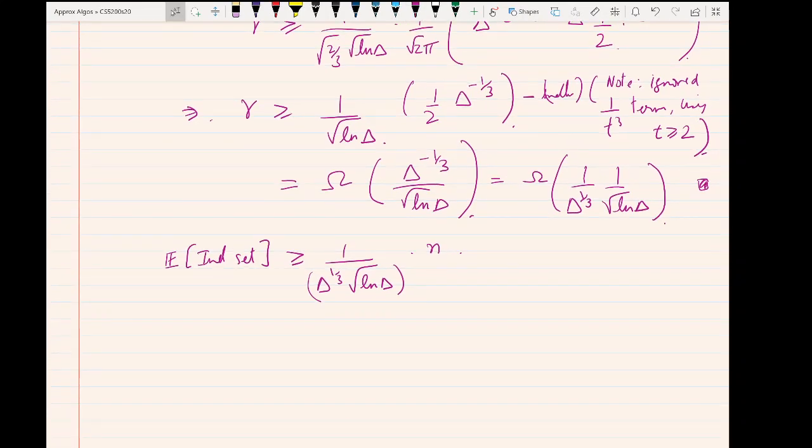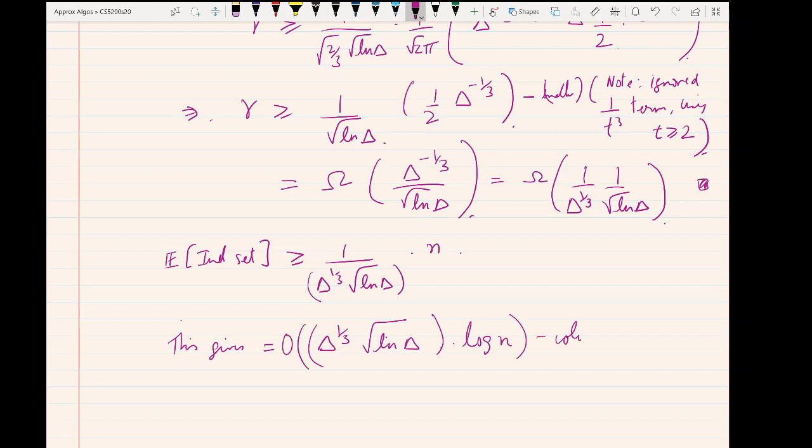Now, what is an upper bound on delta? Notice that I've only given you guarantees in terms of delta. Okay, and this, by the way, just to finish up, gives us a delta raised to 1 over 3 square root ln delta times log n coloring. This is what I argued before we started this analysis.